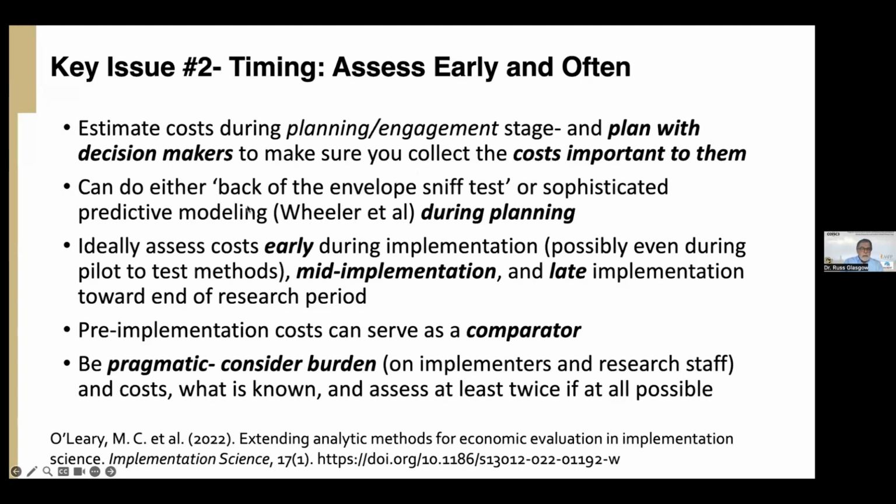We can come back to this later, but I think it's possible and maybe advisable to do some level of modeling of what the costs are during the planning stage. And this can be all the way from a very simple, what we call back of the envelope, to very sophisticated predictive modeling. If possible, I like to recommend doing costing 3 times, at minimum 2 times, sometime early or mid-implementation, and then another late, where there's more of a steady state or people are more experienced at doing that.